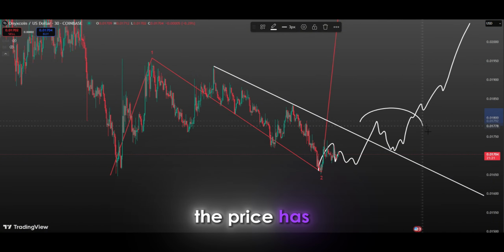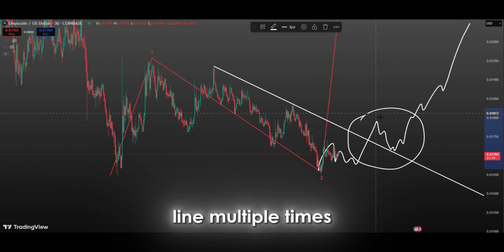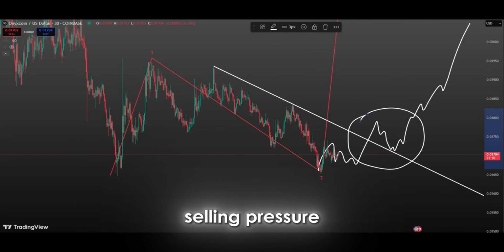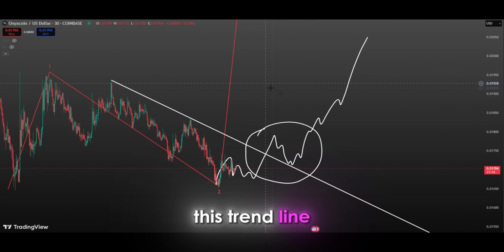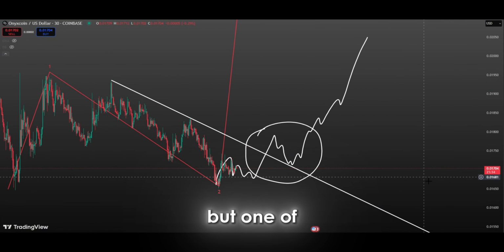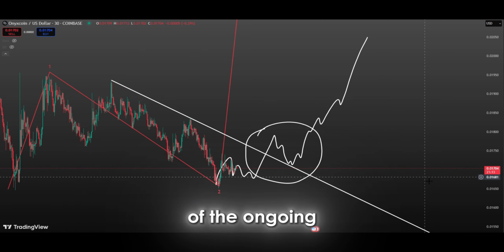In the past, the price has touched this trend line multiple times, and each time it encountered strong selling pressure and was forced to pull back. In other words, this trend line is not just a line on the chart, but one of the clearest representations of the ongoing battle between buyers and sellers in the market.